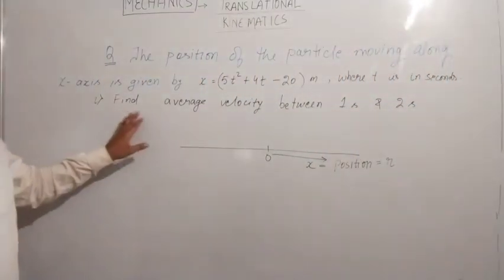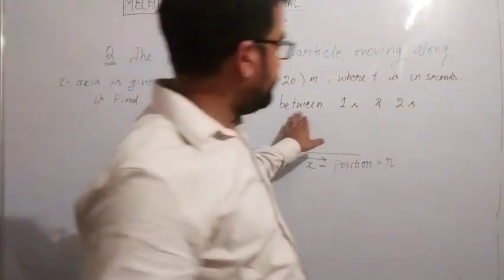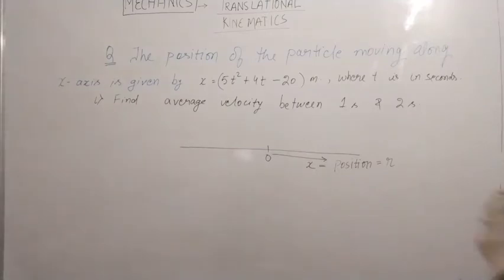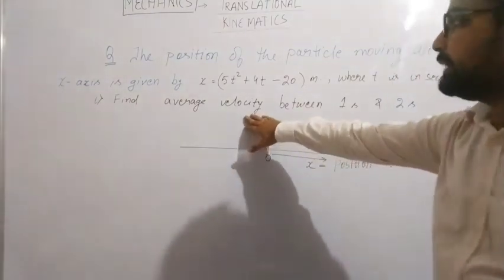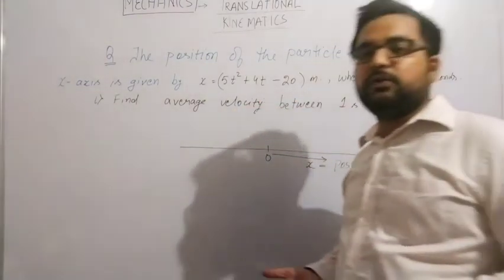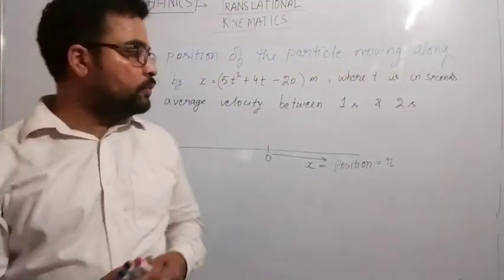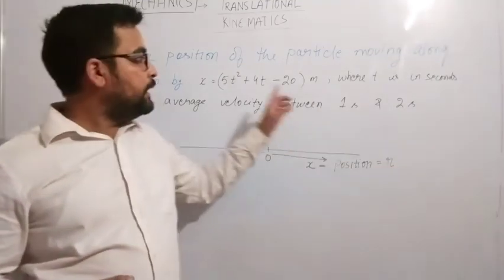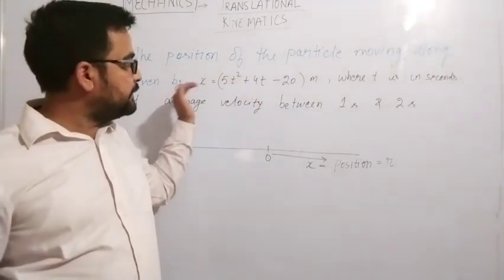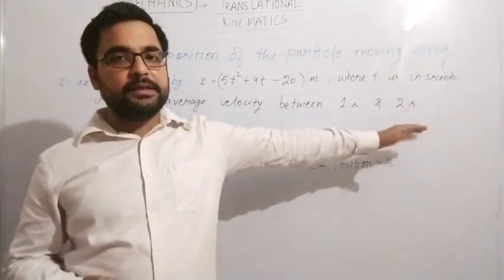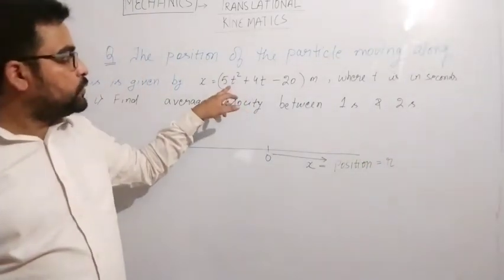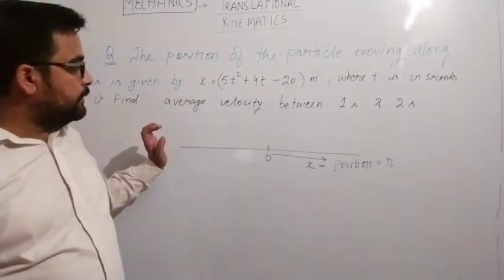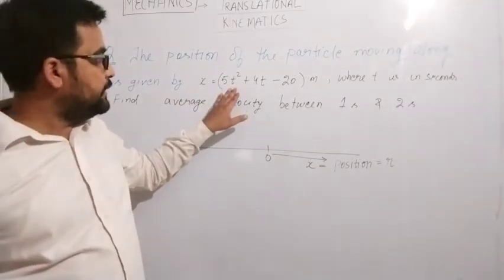So find the average velocity between 1 second and 2 seconds. That's it, right? Although it is asking velocity, you don't need to worry about it, because you know that it is going in the forward direction. As time increases, the x position will always increase, it will never come back, right? So what does it mean?